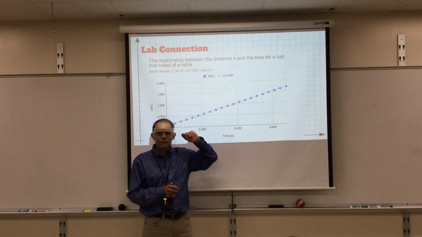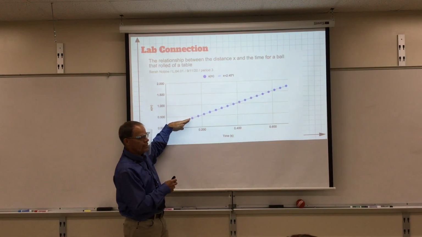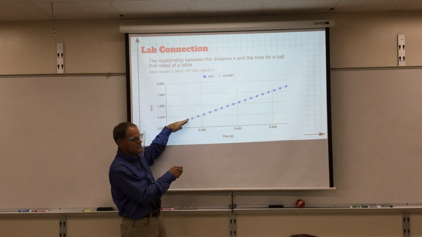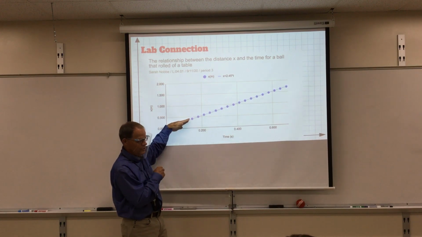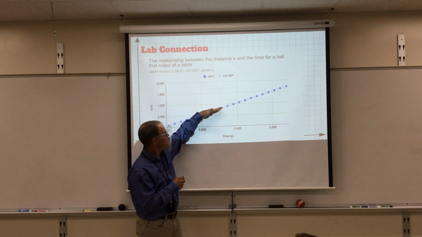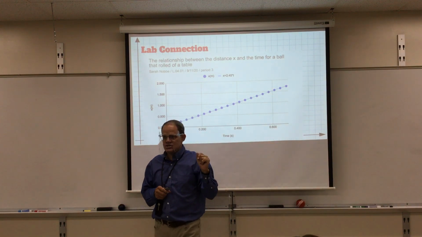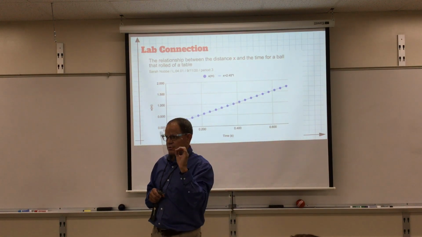The other thing we can learn from this is that horizontally, the slope, which if you graph distance versus time, the slope is the velocity, the slope never changes. It's the same slope. That means it's the same velocity. So the acceleration is 0.